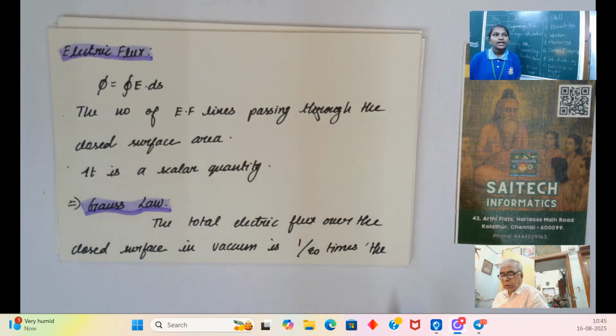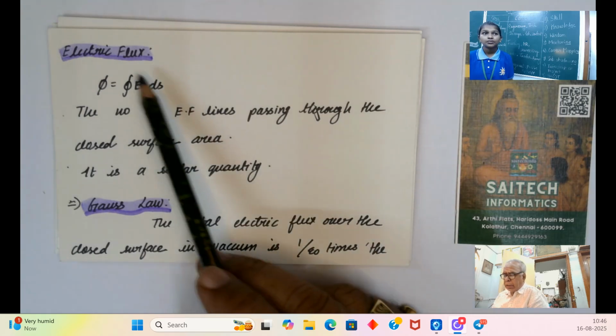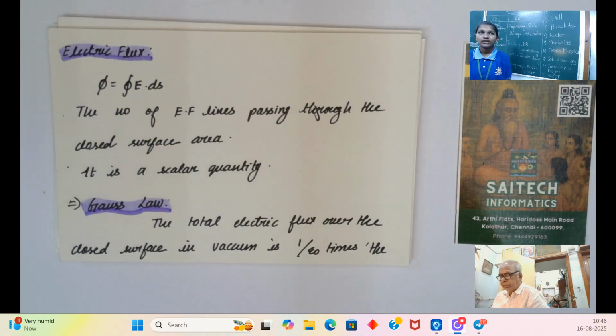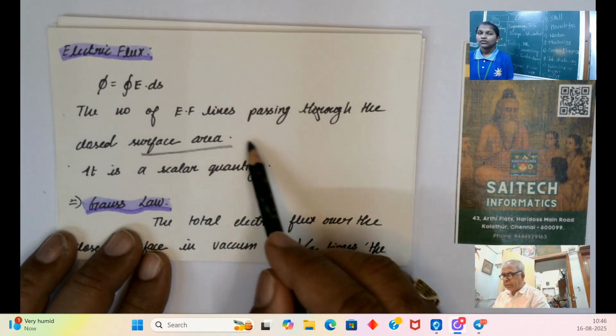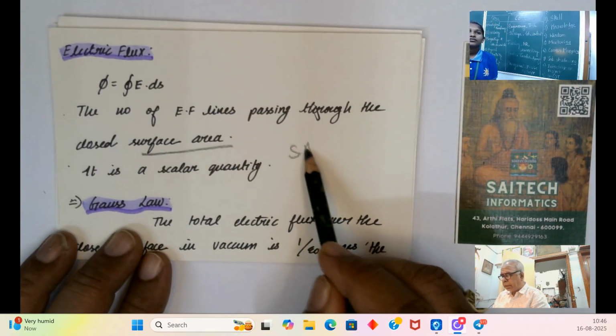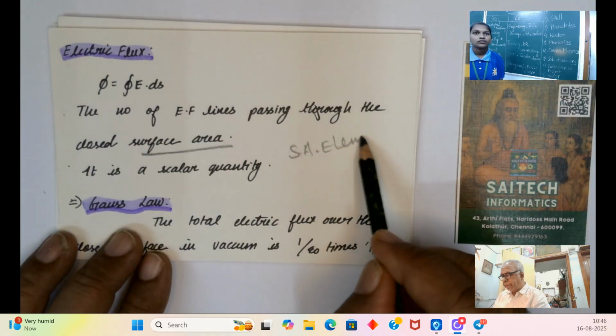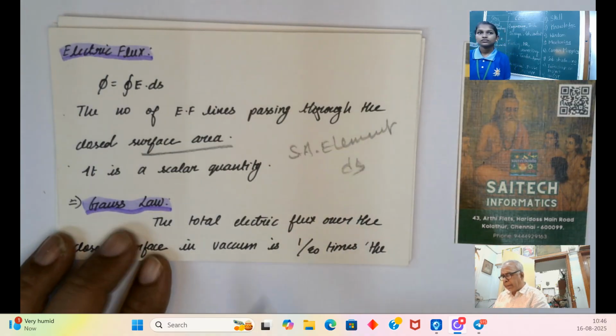Now I'll be explaining about electric flux. So phi will be equal to closed integral E dot ds, the number of electric field lines passing. You have to say integral over the closed surface of E dot ds. So what is the ds? Sir, the surface area of sphere. Surface area element of the sphere. Okay, sir. Surface area element. That is ds.